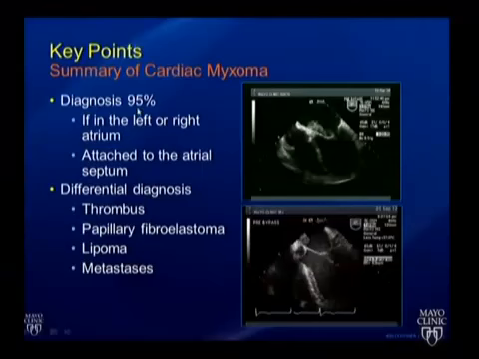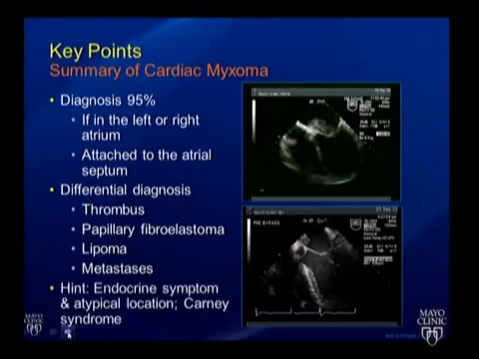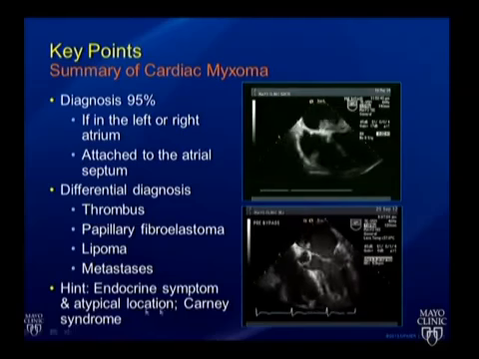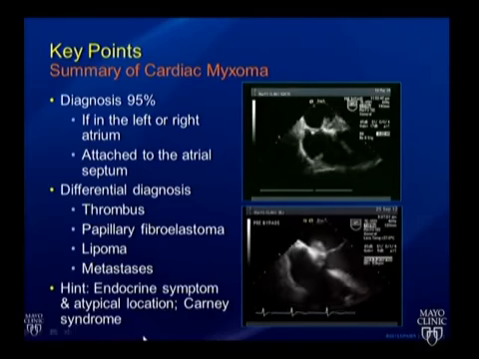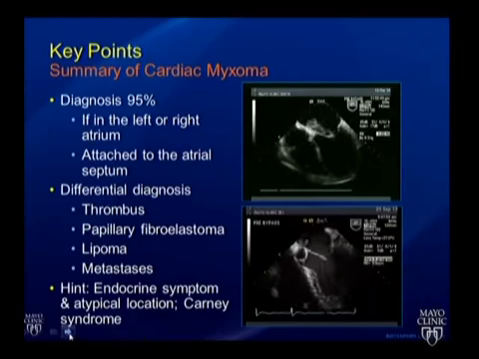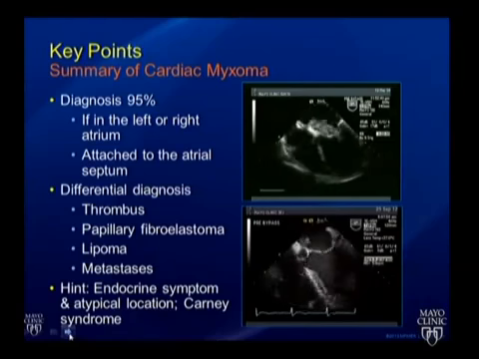The diagnosis, then, here are the key summary points. You'll be right 95% of the time if it's in the left or right atrium and attached by a stalk to the atrial septum. Keep in mind that the differential diagnosis of myxoma is thrombus, papillary fibroblastoma, lipoma, and metastases. And if you have any endocrine abnormalities or history of atypical location or Carney syndrome, then you may have Carney syndrome or the syndrome myxoma. Genetic testing may be warranted.